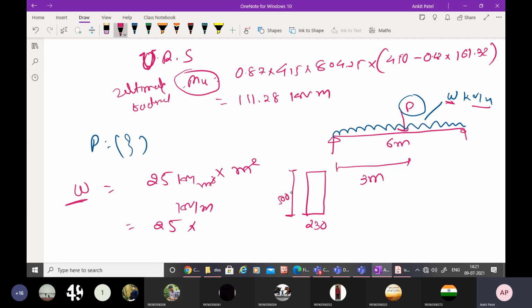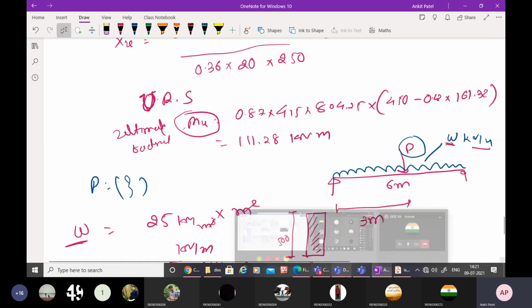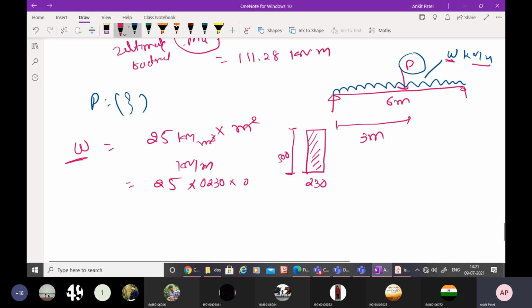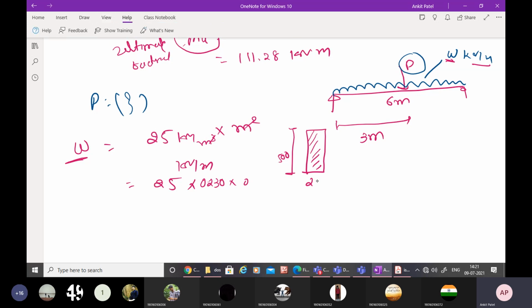For load we take the overall dimensions. So into 0.230, actually our width of this is 250. Width of this is 250. Yes, 250, so you have to use 250. This is not 230, it's my mistake.